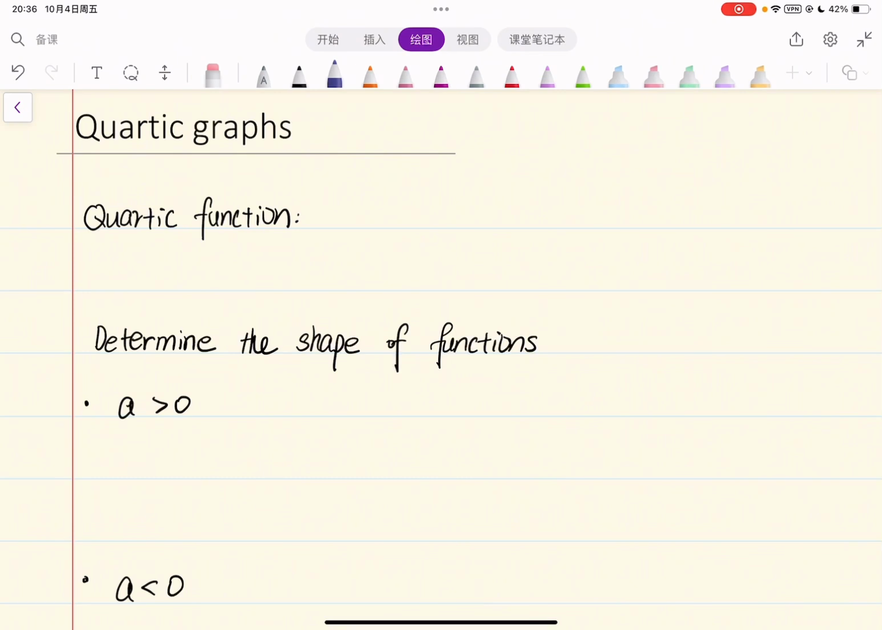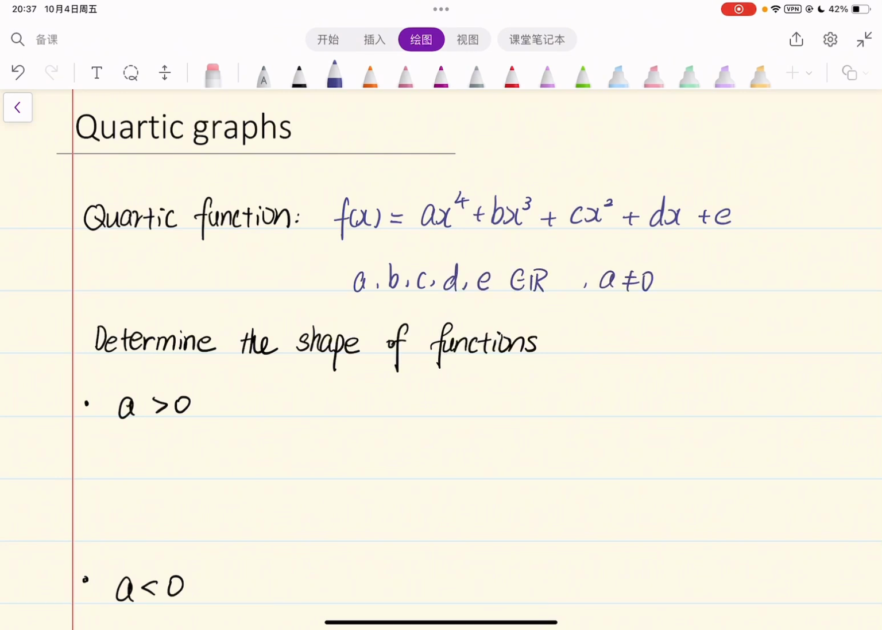That is f(x) equals a x to the power of 4 plus b x cubed plus c x squared plus d x plus e, where a, b, c, d, e are real numbers and a does not equal 0. It has different forms depending on the exact nature of the function. To determine the shape of the function, we look at the value of a.